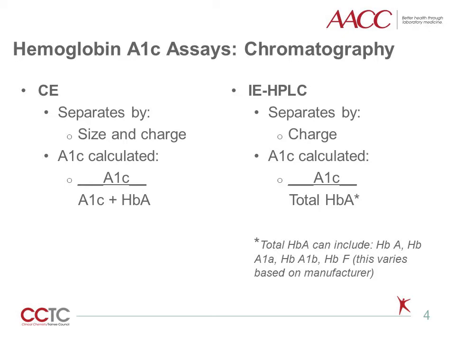In contrast, the ion exchange HPLC methods separate predominantly on charge differences between the hemoglobin species. Once resolved, the hemoglobin A1c percentage is quantified by taking A1c peak over total hemoglobin A, which can include hemoglobin A, A1A, A1B, and occasionally hemoglobin F, depending on the vendor and methodology used.